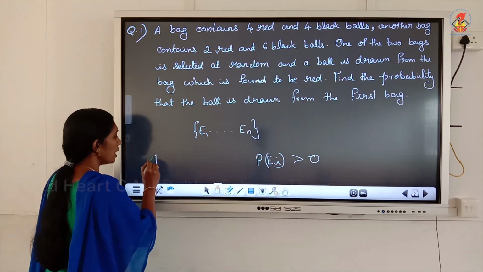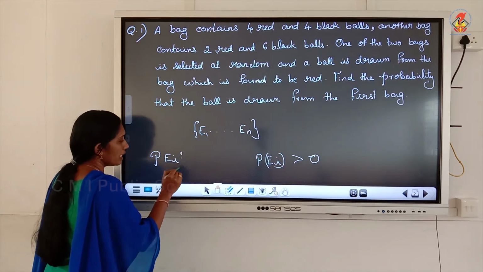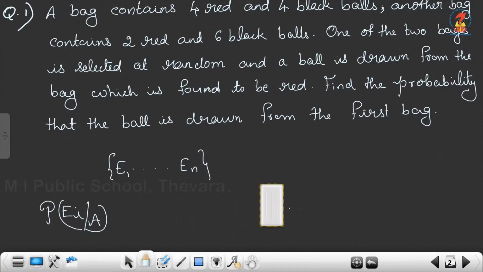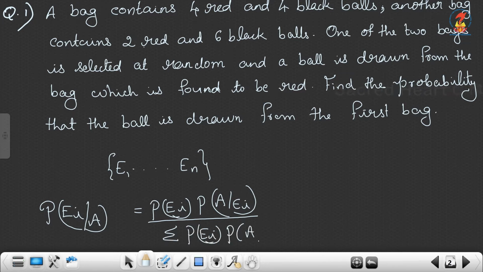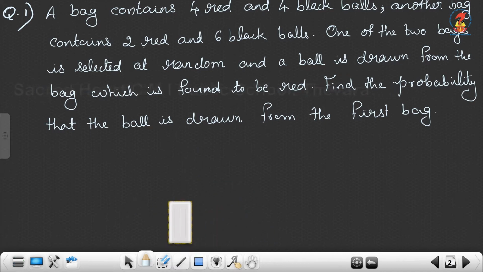Then how to calculate P of Ei given A? The probability of Ei given A is equal to P of Ei into P of A given Ei, divided by sigma P of Ei into P of A given Ei, where i is equal to 1 to n. Okay, so this is the Bayes theorem. Using that we have to do the sums.